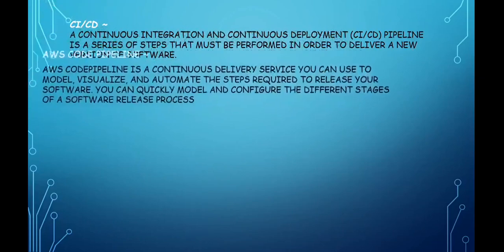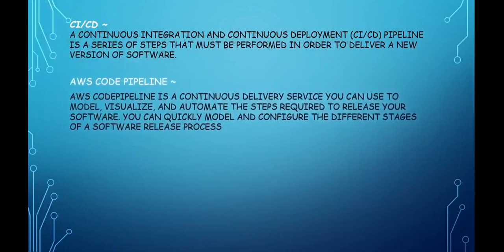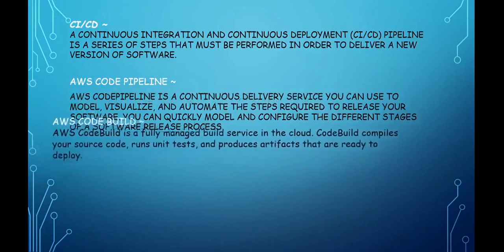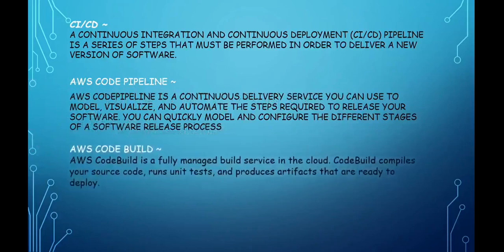Our second terminology is CodePipeline. AWS CodePipeline is a continuous delivery service you can use to model, visualize, and automate the steps required to release your software. Our last terminology is AWS CodeBuild. It is a fully managed build service in the cloud. CodeBuild compiles your source code, runs unit tests, and produces artifacts that are ready to deploy. CodeBuild eliminates the need to provision, manage, and scale your build servers.